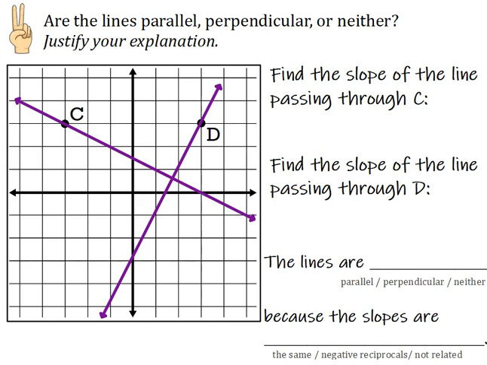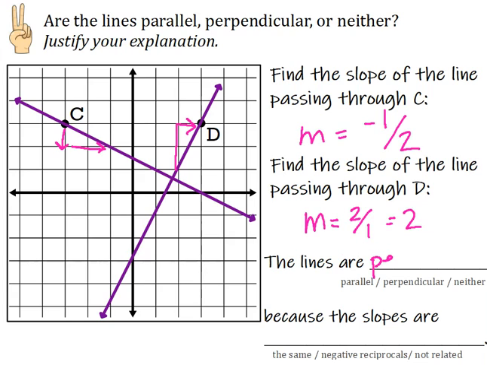The slope of the line that passes through point C is -1/2. The slope of the line that passes through point D is 2/1, or just 2. The lines are perpendicular because their slopes are negative reciprocals.